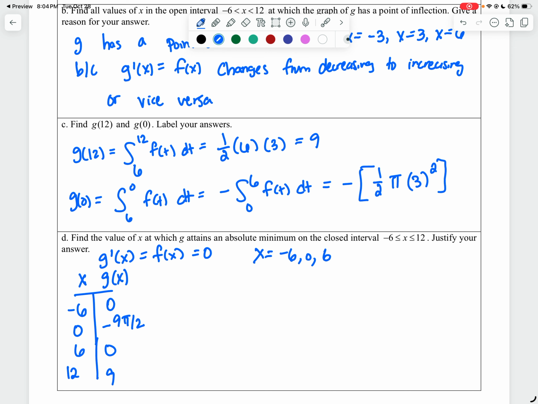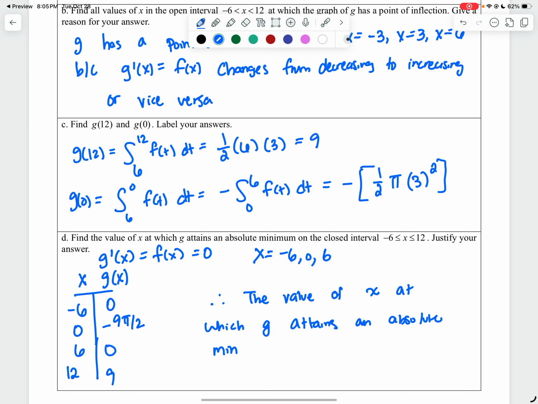And once again, you want to read your problem. It's not asking you to find the absolute minimum. It's asking you to find the value of x. So then you would just say, therefore, the value of x at which, I'm just copying whatever the statement is, g attains an absolute minimum is x is equal to 0, and call it a day. So basically you're just restating whatever the question's asking you.